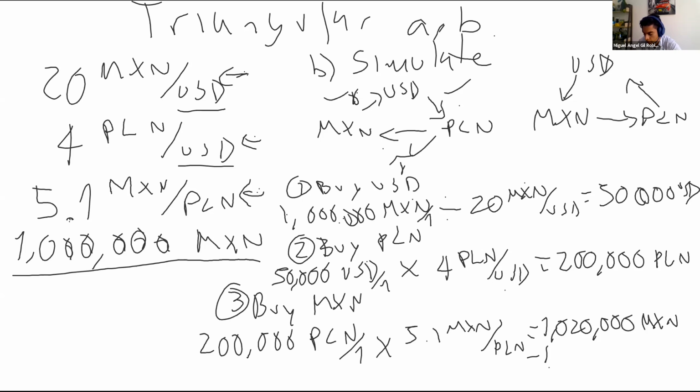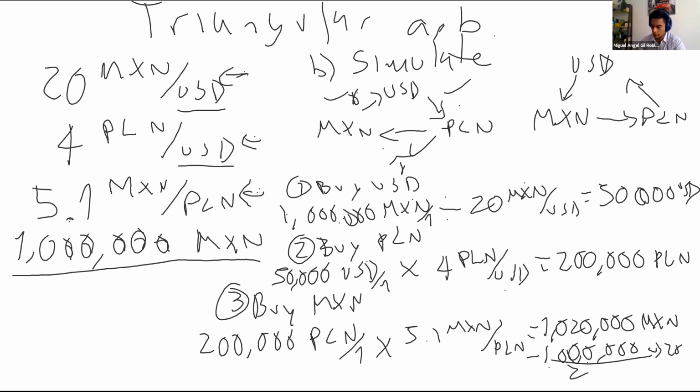So let's subtract the initial investment. It's so difficult to write zeros. I can't even write in here. So the difference is 20,000. So in the end, you will have a profit of 20,000 pesos.